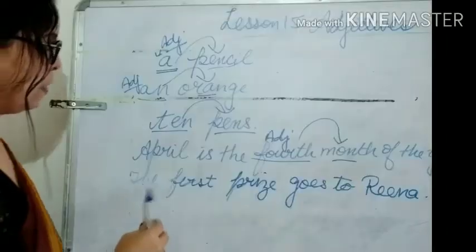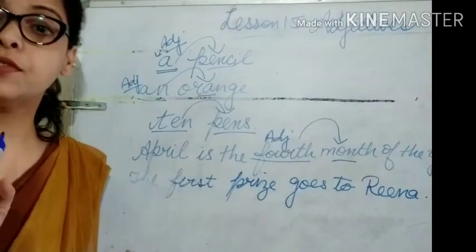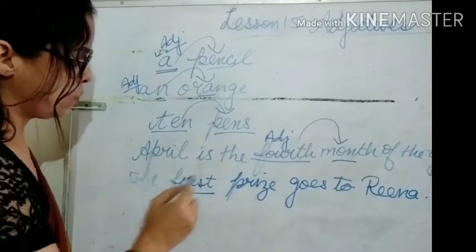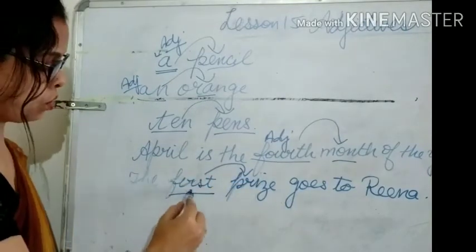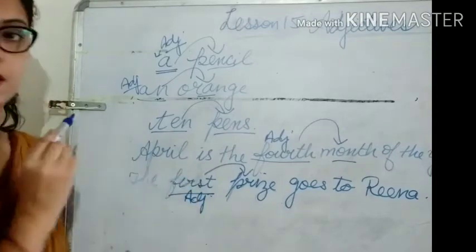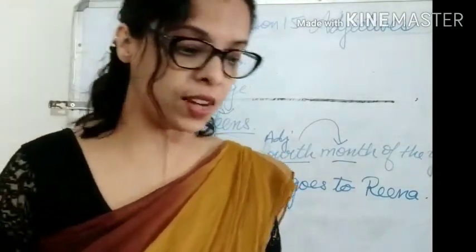The first prize goes to Rina. Which prize? First prize. So this first is also describing the noun prize. So this is also used as an adjective. So you see, numbers can also be used as adjectives, right?